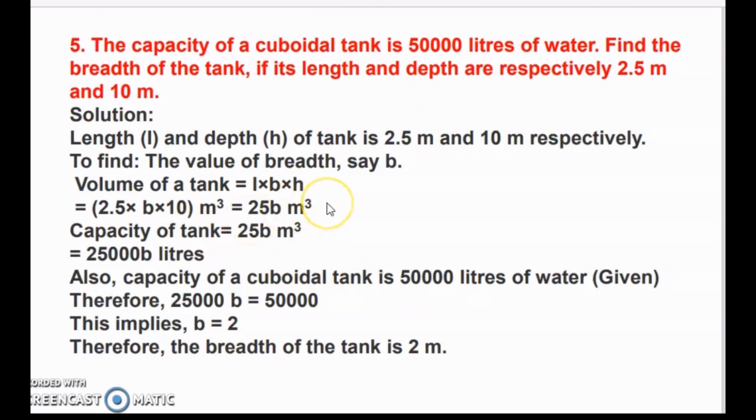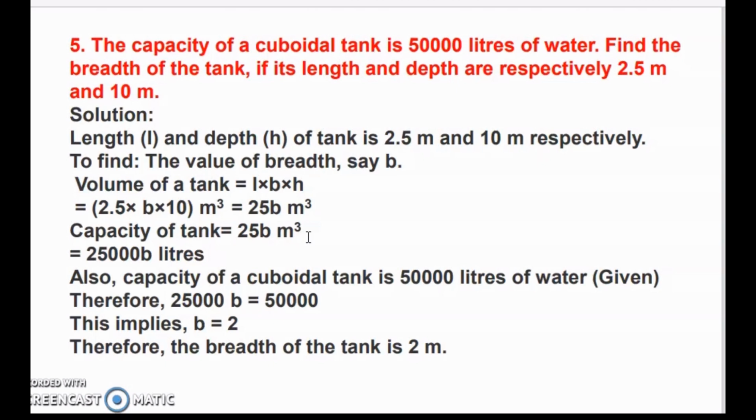So L into B into H. So here breadth you can take as the variable B only. 2.5 into B into 10. This is equal to 25B. After calculating this, you will keep it as 25B only.